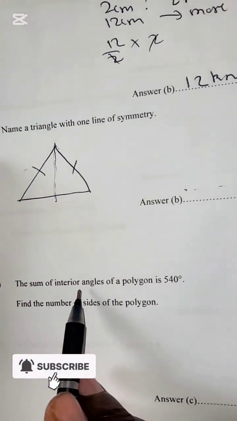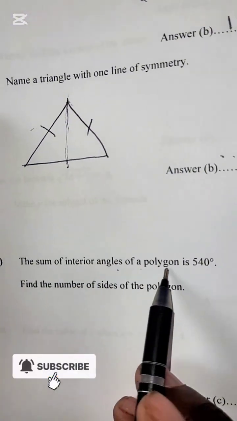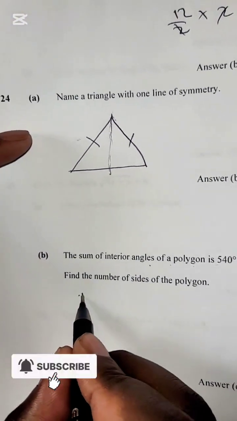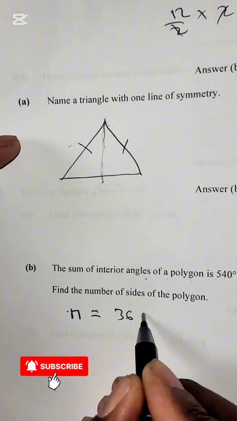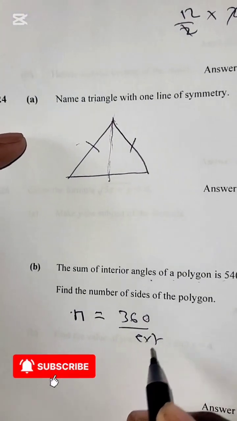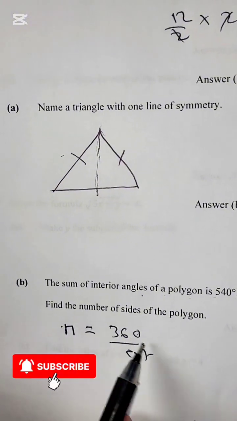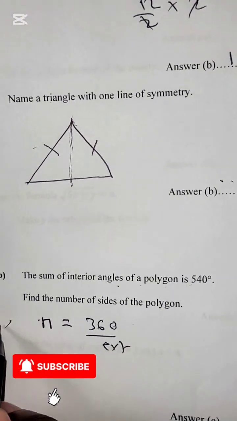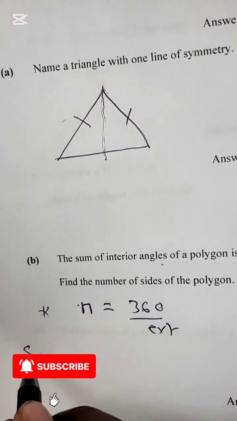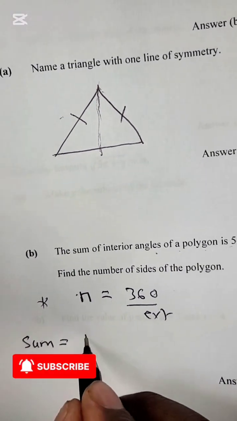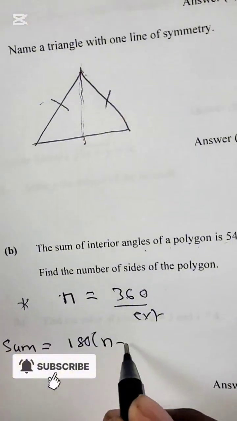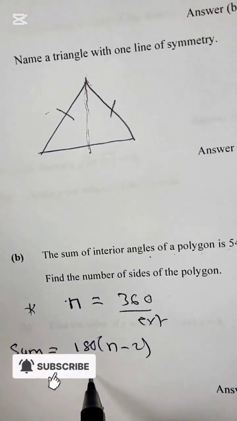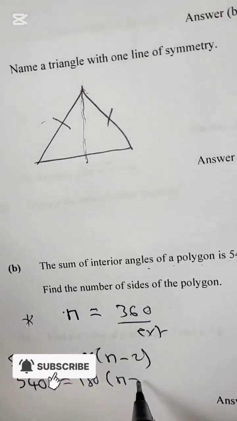Okay, the sum of interior angles of a polygon is 540. Find the number of sides. Number of sides is equal to 360 over what? Over the exterior angle. But we don't have the exterior angle. So for this equation, we're going to use the sum of interior angles is equal to 180 times n minus 2. So the sum is 540 is equal to 180 times n minus 2.